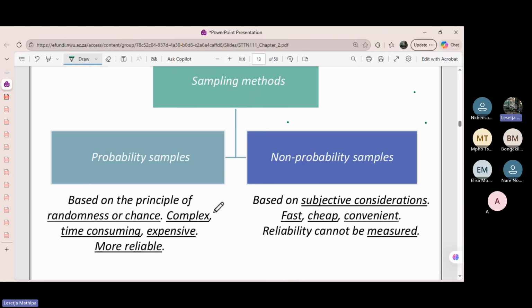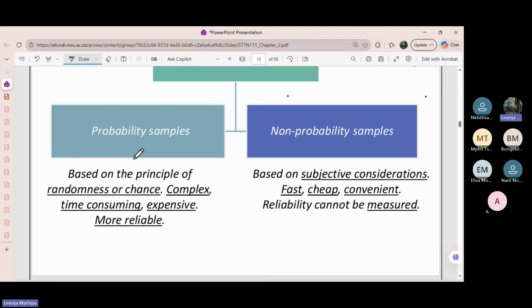That's probability sampling. The non-probability sampling, it's based on what? It's based on subjective consideration. It's fast, cheap, convenient. But remember, the reliability of it cannot be measured. You will see when we do some examples of this.